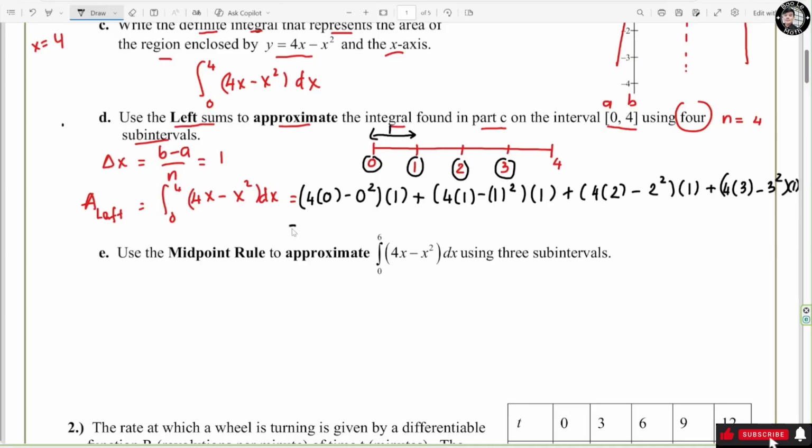Now if you simplify this, it turns out to be 10. This one is the final answer.